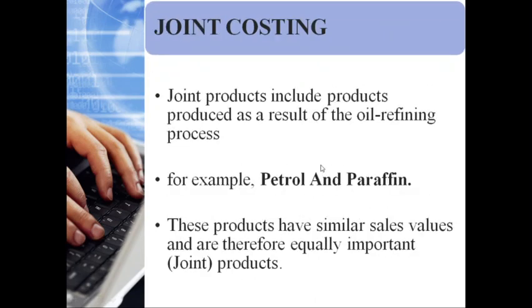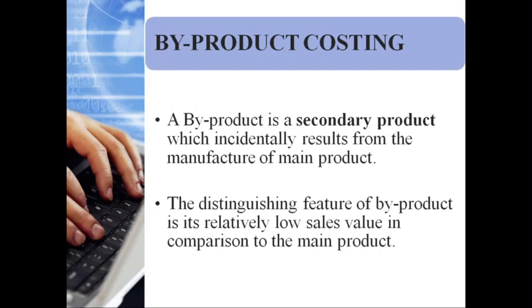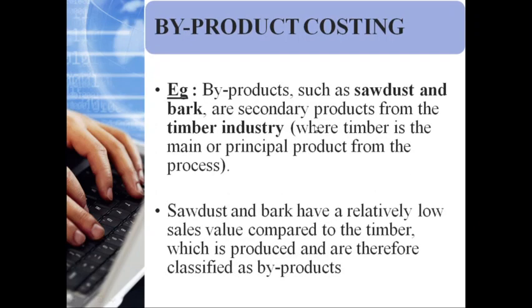So joint costing is wherein you will have to follow the same process wherein two different products are produced at the same time and both the products have similar sales value. While byproduct costing is wherein when you focus on producing the main product, incidentally you will get the secondary product, and this secondary product is called a byproduct because the sales value of the secondary product will not be the same as that of the main product. The main product will have a higher sales value than the secondary product, but even here the cost bifurcation has to be done, but the cost bifurcation would be lower when compared to that of the main product.